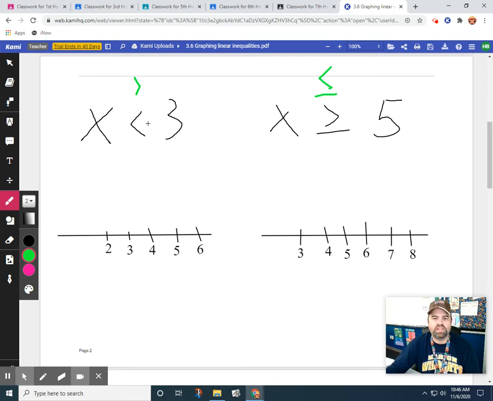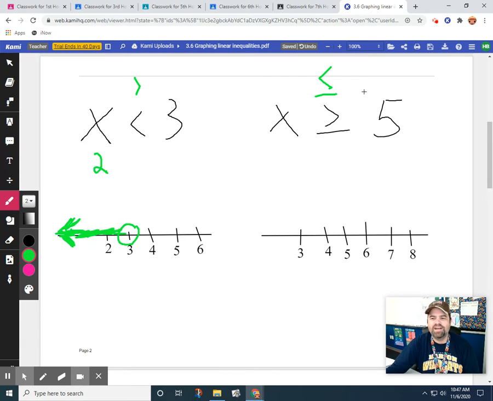So when you graphed these, the ones that were not equal to, you put an open circle on your number line, and then you shaded appropriately. In this case, I want numbers that are less than 3, like 2 over here, so that would work. I can shade in that direction. You shaded on your number line, and then to show that it included all of the numbers less than 3, you put the arrow on the end. Okay.